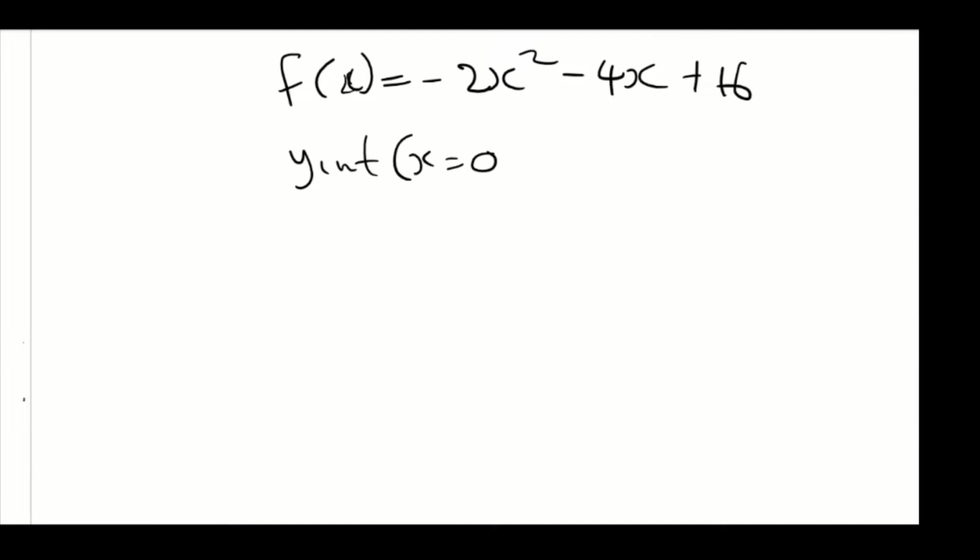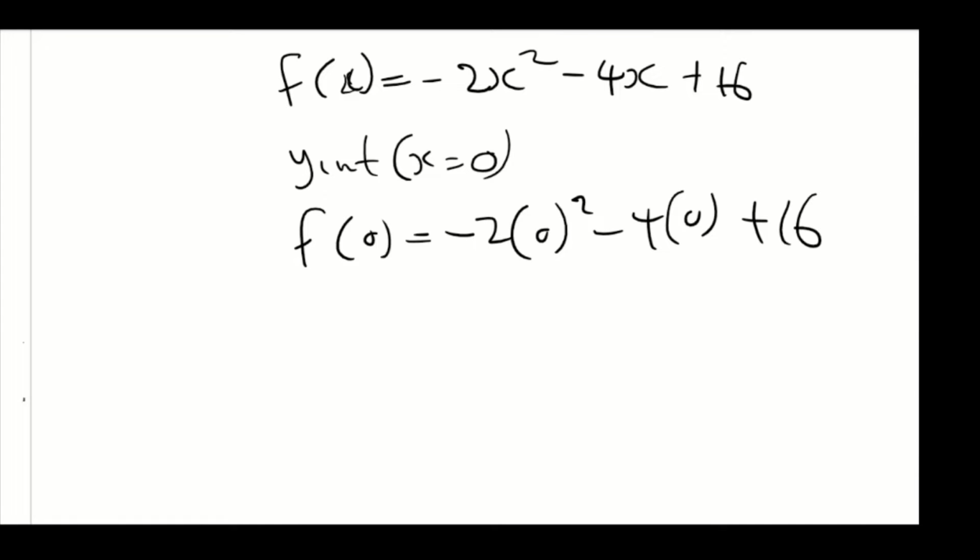So having f of x equals minus 2x squared minus 4x plus 16, the y-intercept is when x is equal to 0, so you substitute 0 where you see x. So it's minus 2 into 0 squared minus 4 into 0 plus 16. So f of x when x is equal to 0 is 16. So this is your y-intercept.